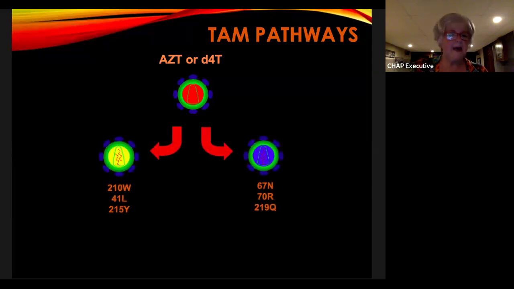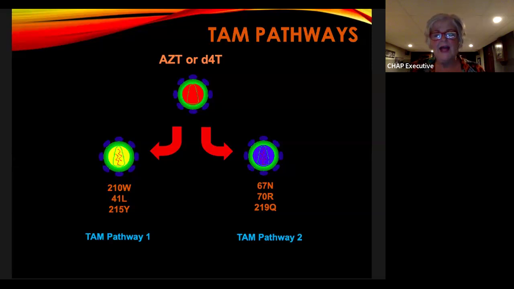Okay? One of those pathways of resistance we'll call TAM pathway 1. TAM pathway 1, the more common pathway, consists of the resistance mutations 210W, 41L, 215Y. TAM pathway 2, the less common, consists of the mutations 67N, 70R, 219Q. Okay? Both of these particular mutational pathways are equally as deleterious to the effectiveness of AZT.